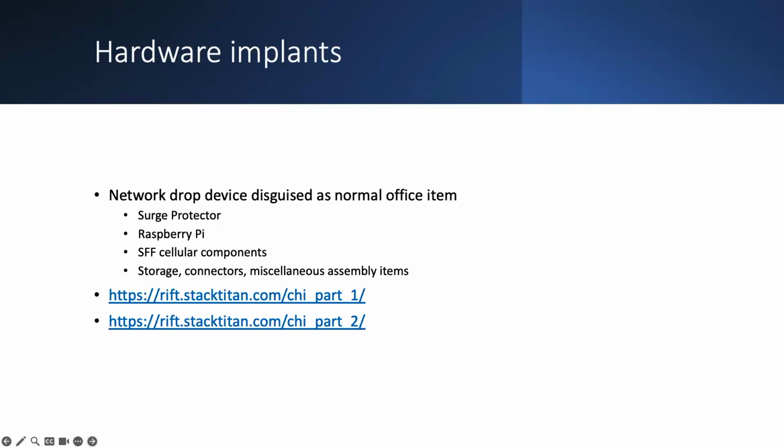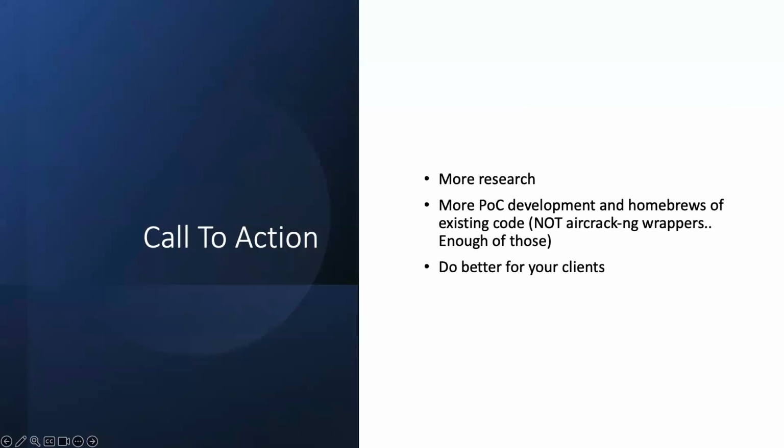Build a hardware implant, drop it in the network once you've accessed the facility, and then send everything out over cellular. That's something that the StackTitan team actually did on a real op recently. Chris took apart a surge protector and threw a Raspberry Pi and some other components in there, and got some good access that way. We've got that written up on our blog in 2 parts. It's full step-by-step, full bill of materials, everything that you would need to replicate that.